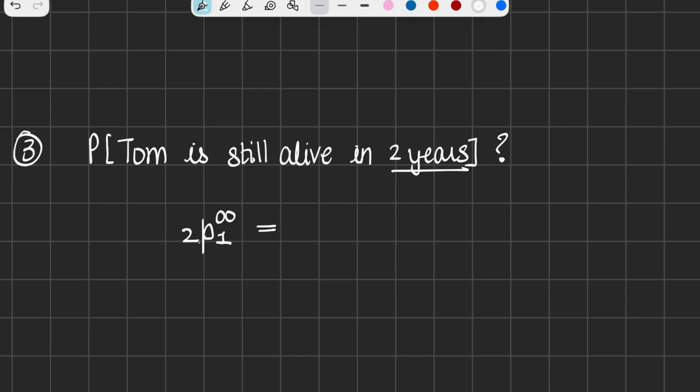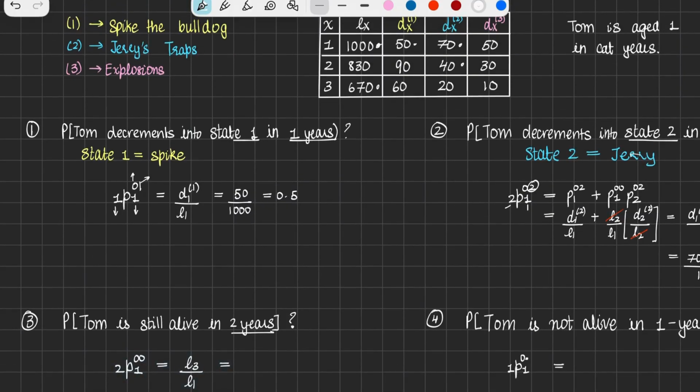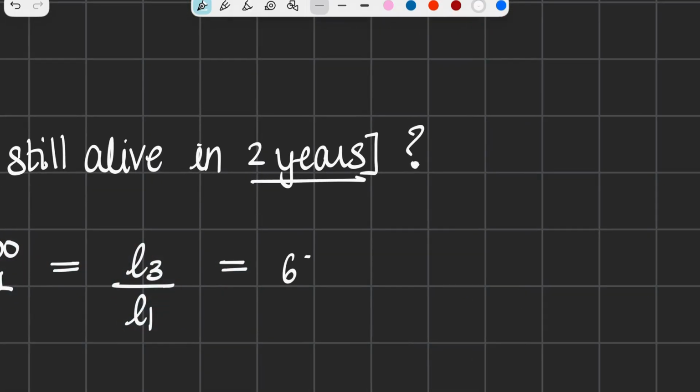Let's calculate the probability that Tom is still alive in 2 years. So we can write that down as 2P001. 1 is Tom's current age, 0 is the state that Tom's currently in, and we want the probability for Tom to be in state 0 in 2 years. So we can just write that down as L3 over L1. Picking up the numbers from the table, get 670 and 1,000. 0.67.